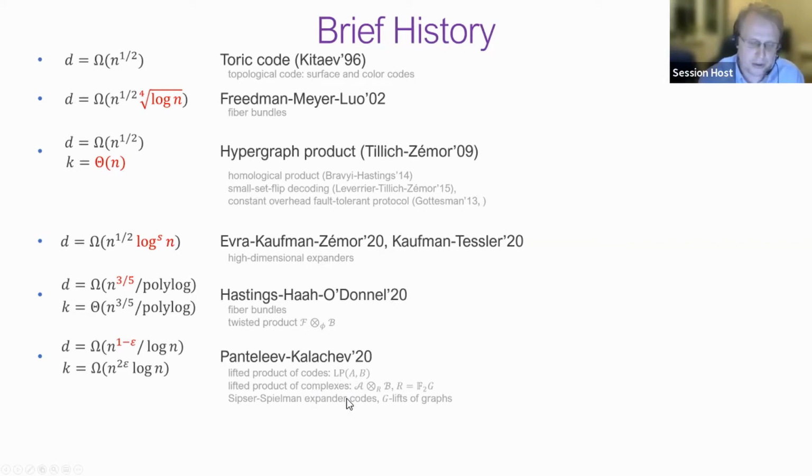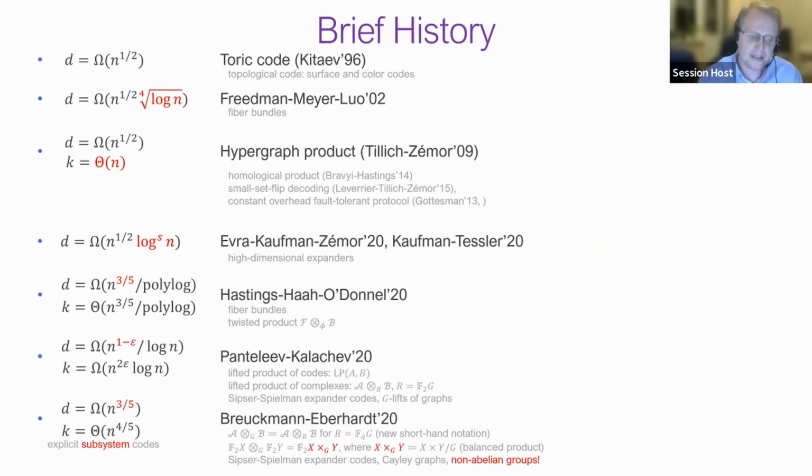So the lifted product of chain complexes is just a special case of tensor product. It's a standard idea from homological algebra, a tensor product over some group algebra. And we also used in our construction Sipser-Spielman expander codes to obtain this bound.